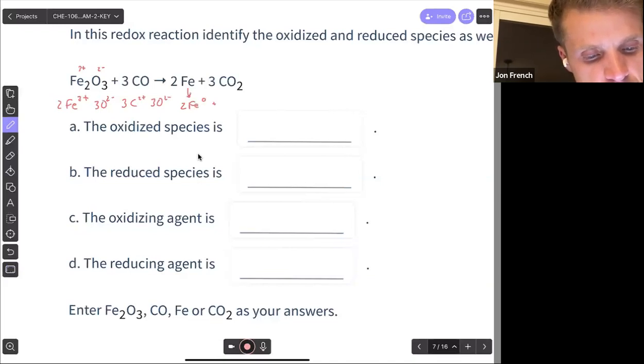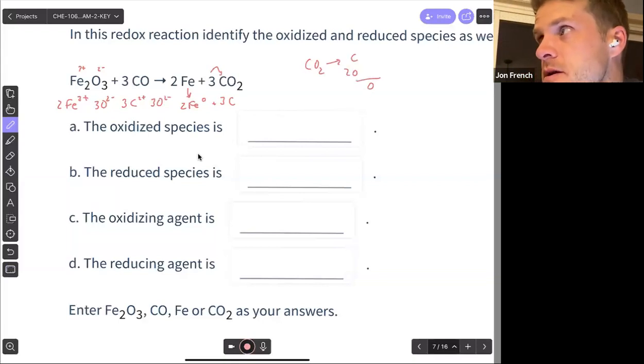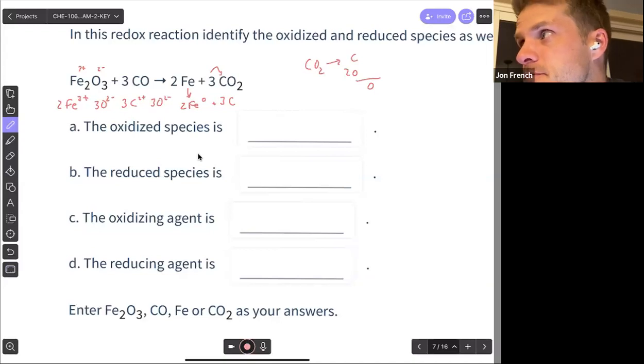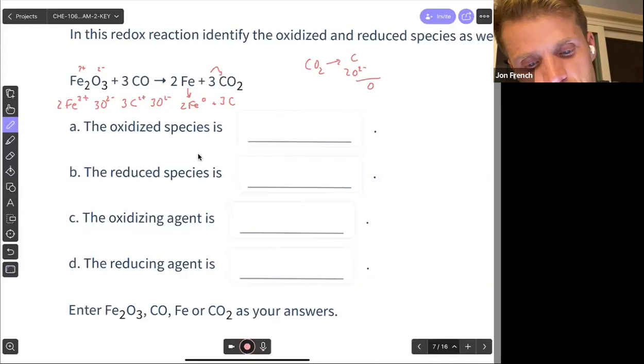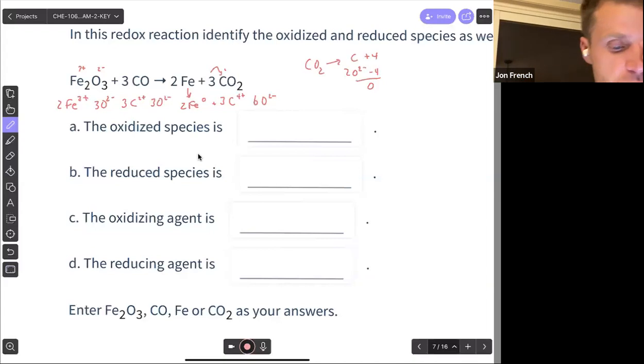And then here I'm going to have 3 carbons, and I will assign, so in carbon dioxide, we break this down. I've got carbon, 2 oxygen. It needs to be neutral, right? So if it's neutral, oxygen's always -2, so that's -4 charge. That means carbon needs to be +4 to balance it out. So I have 6 oxygens at -2.